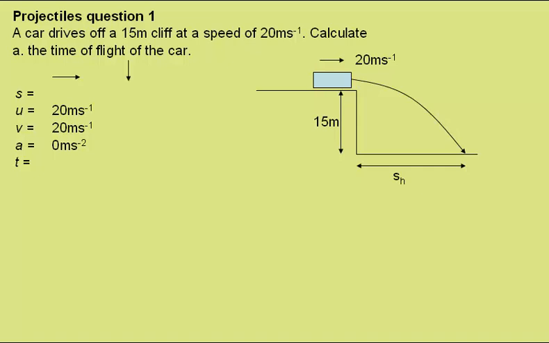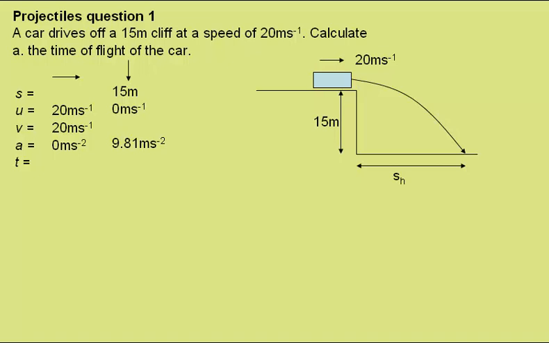If we just gather our data for the vertical direction, we know that the vertical displacement will be 15 meters. That's the height of the cliff. U, well, initially it has 0 vertical velocity. V we don't yet know, but we do know that the downwards acceleration is that due to gravity, 9.81 meters per second squared.